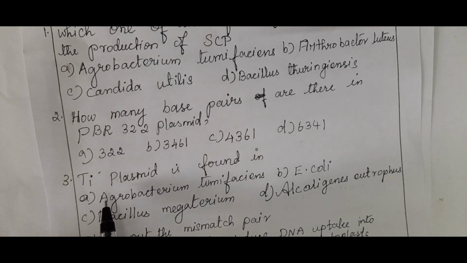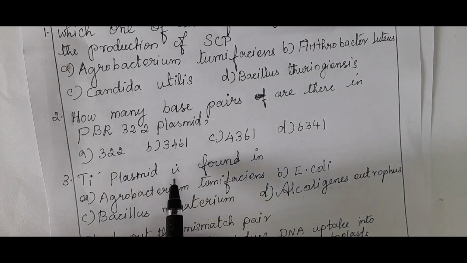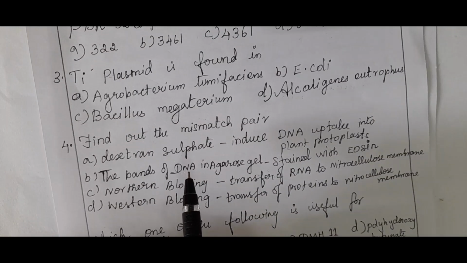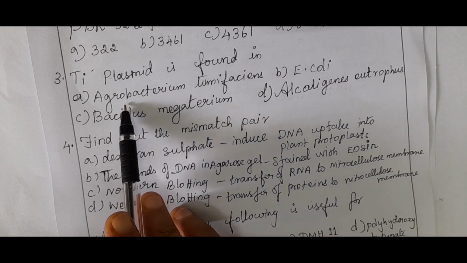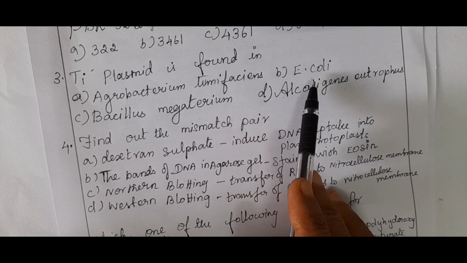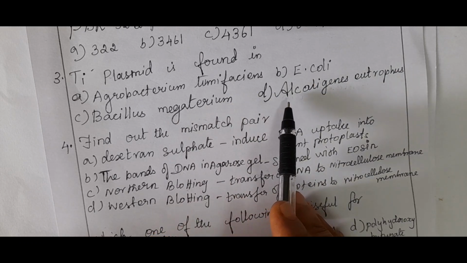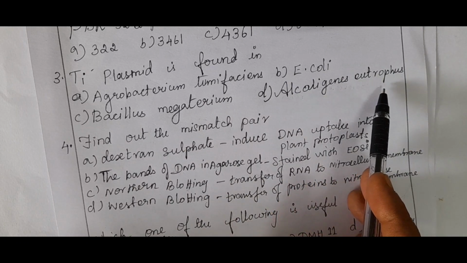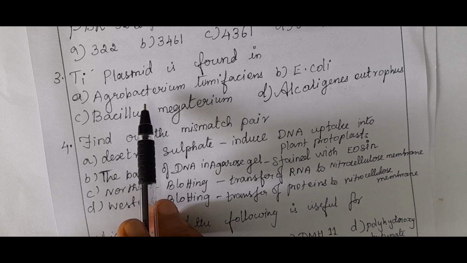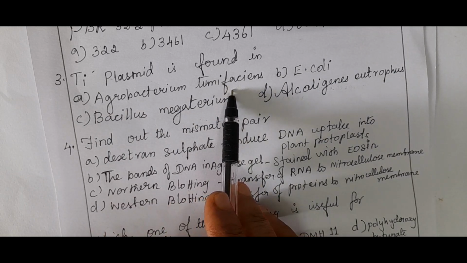Next question is, Ti plasmid is found in. Ti means tumor inducing plasmid is found in. Options are Agrobacterium tumefaciens, second option E. coli, then third option Bacillus megaterium, fourth option Alcaligenes eutrophus. The correct option is Agrobacterium tumefaciens.